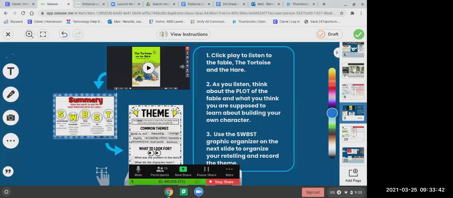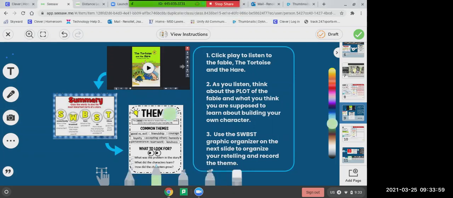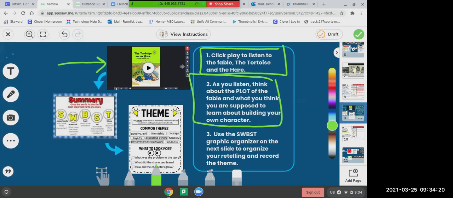For your task today, boys and girls, you're going to complete slides 9 and 10. Look at slide 9. Slide 9 says you're going to listen to the fable, The Tortoise and the Hare. So step number 1, you're going to listen to the fable by clicking the video and learning about the tortoise and the hare. You're probably familiar with this fable, as I am. Step 2, as you listen, think about the plot of the fable and what you think you are supposed to be learning about building your own character, right? What does the author want us to learn about life?